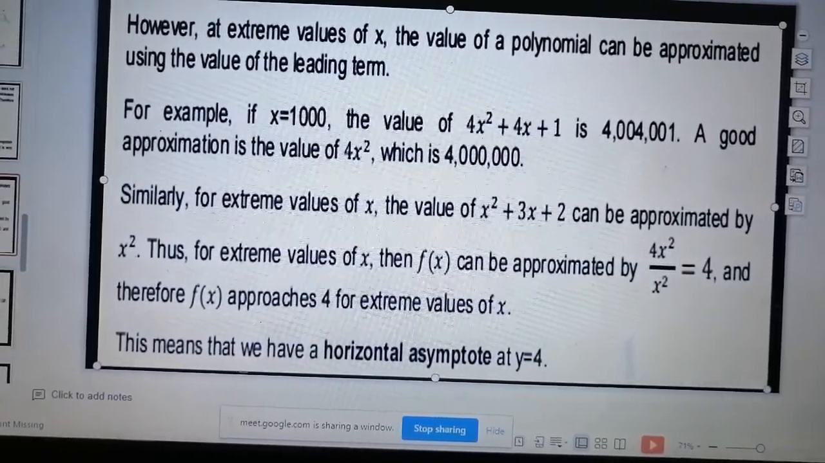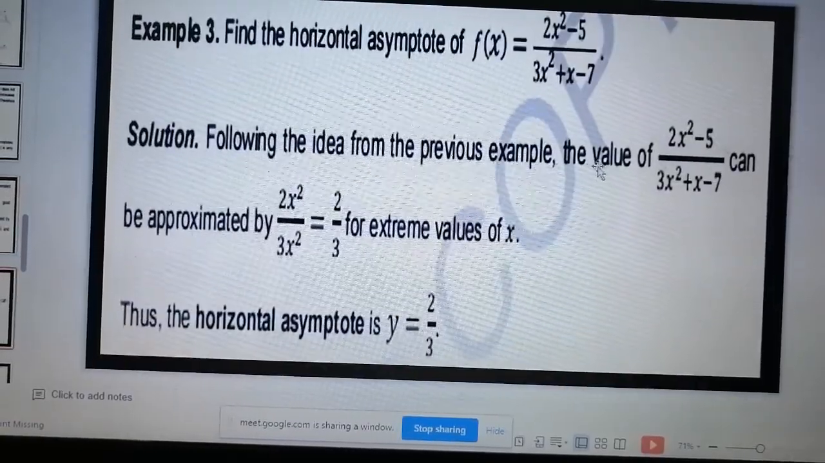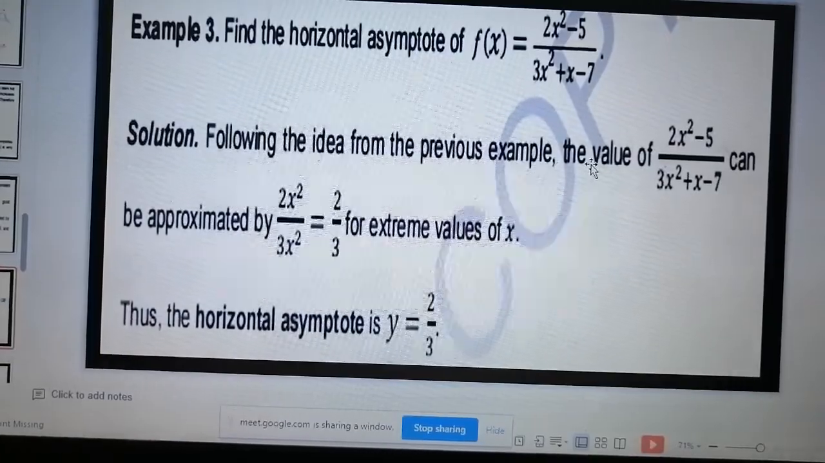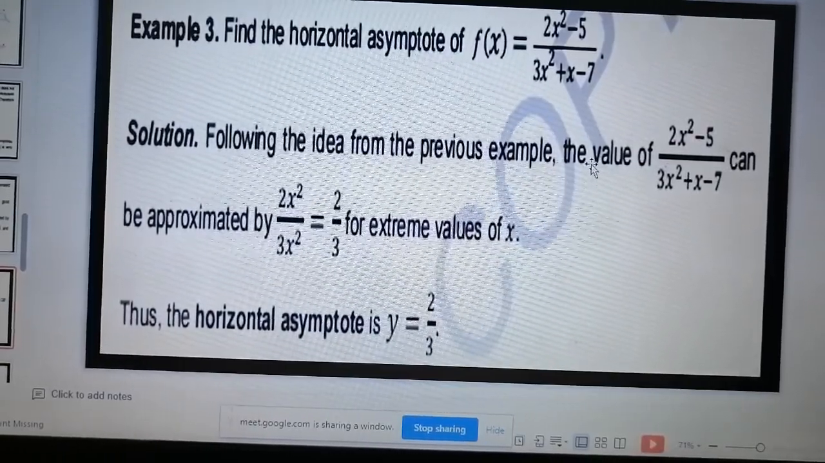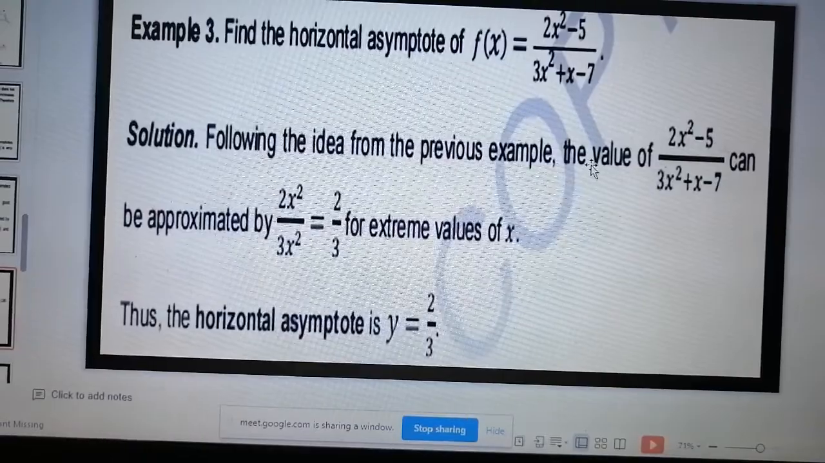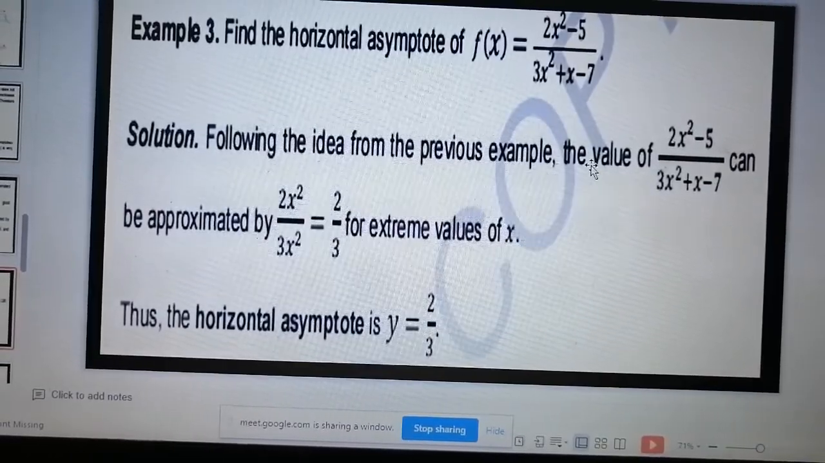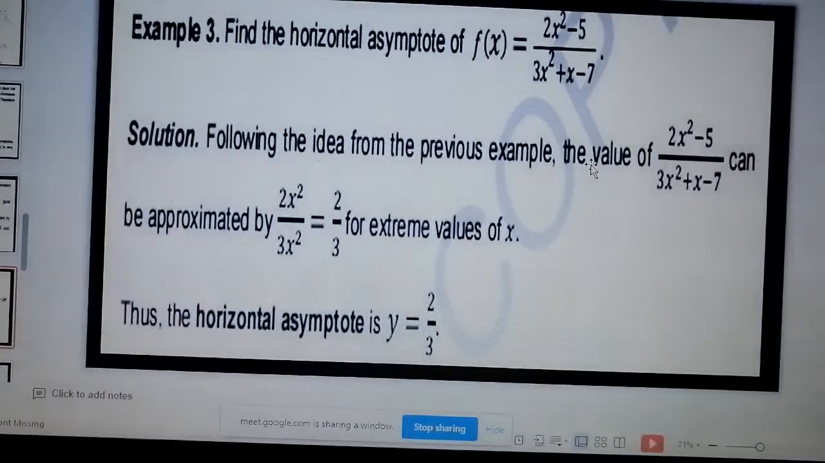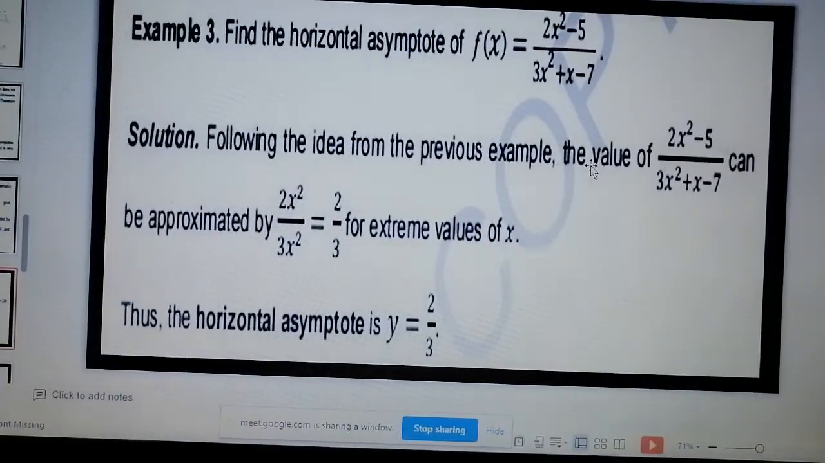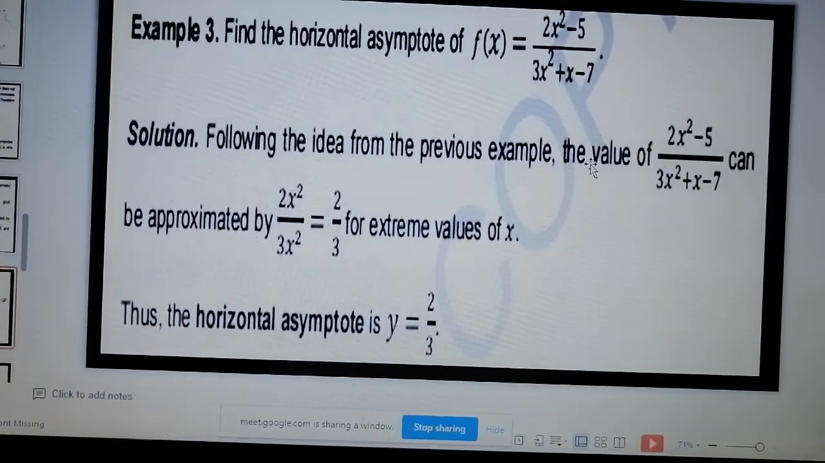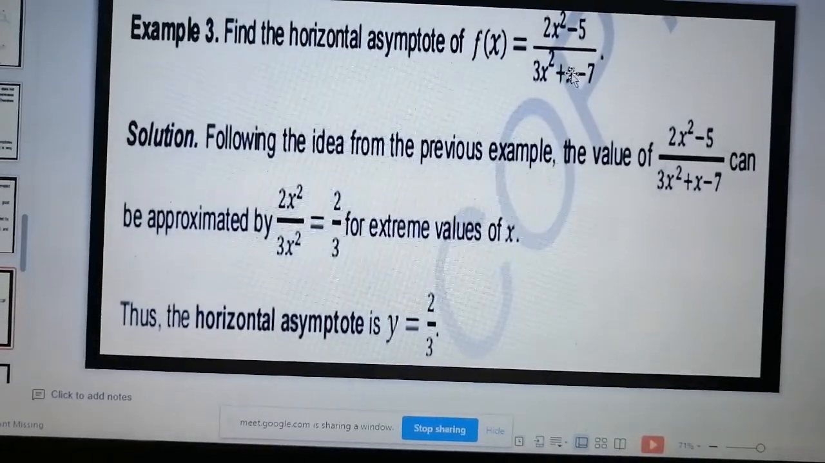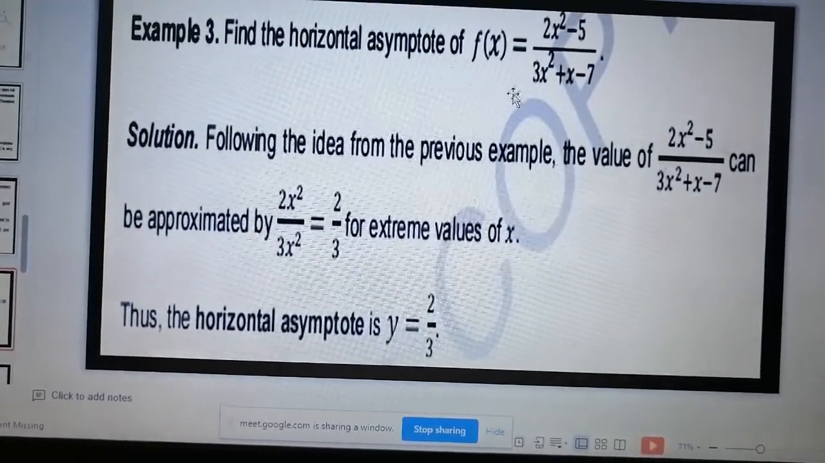Okay, wait lang. Example pa. Okay, eto. Look at this one. Example, find the horizontal asymptotes of functions. f of x is equals to 2x squared minus 5 divided by 3x squared plus x minus 7. Okay, we will find out the extreme value of x. So, horizontal asymptotes. Okay, yung first term niya anak ay 2x squared at saka 3x squared.